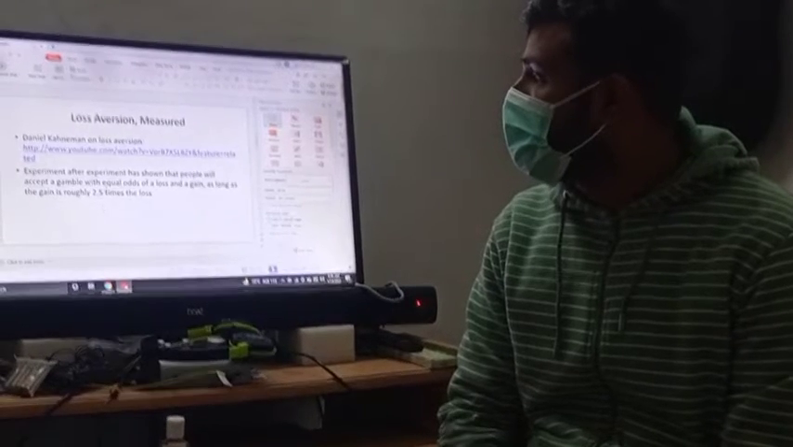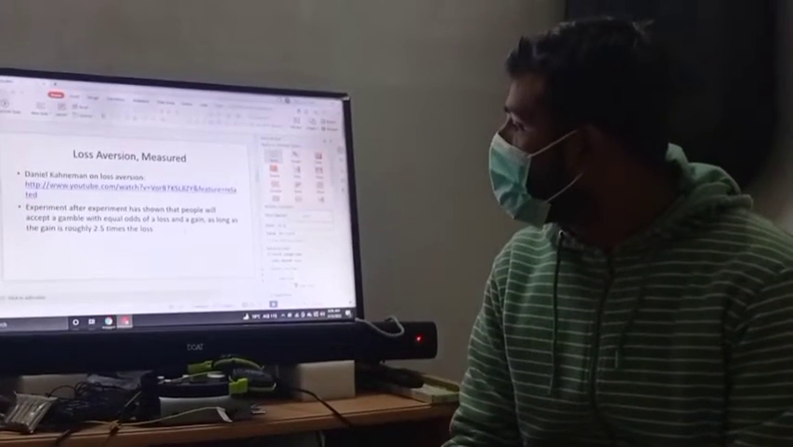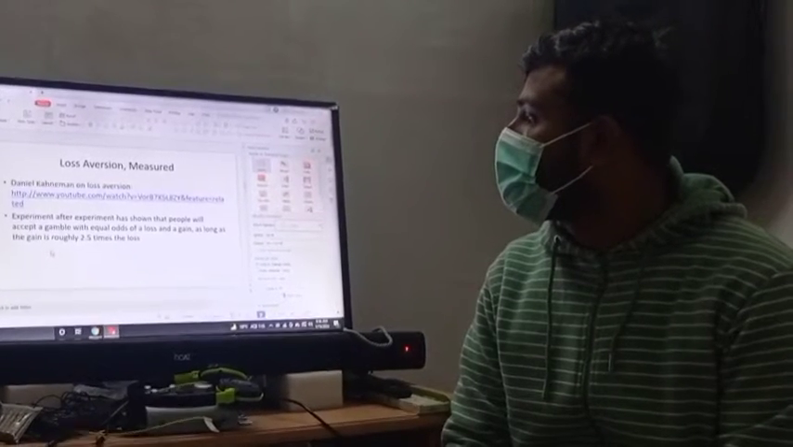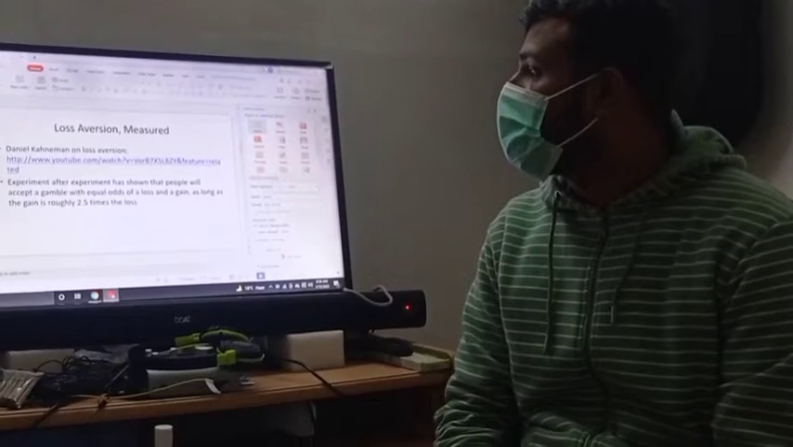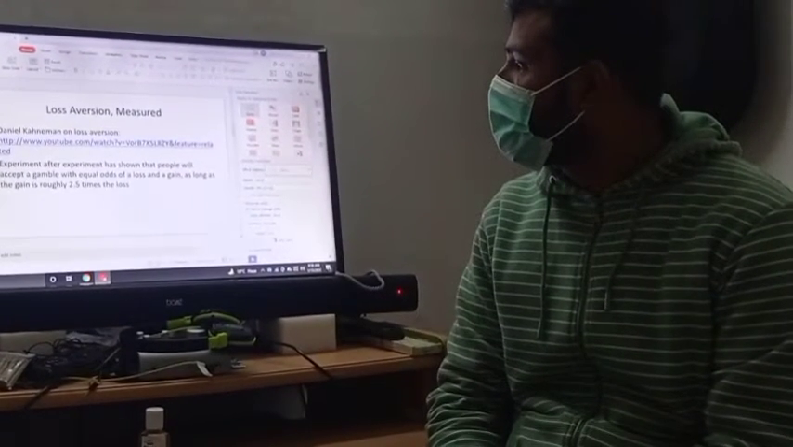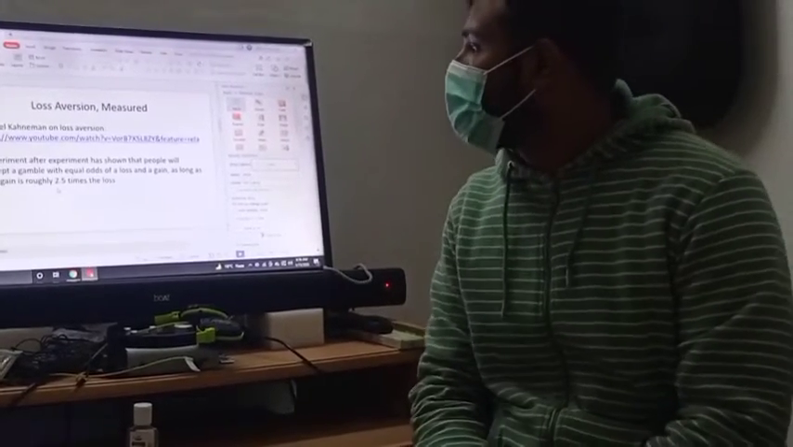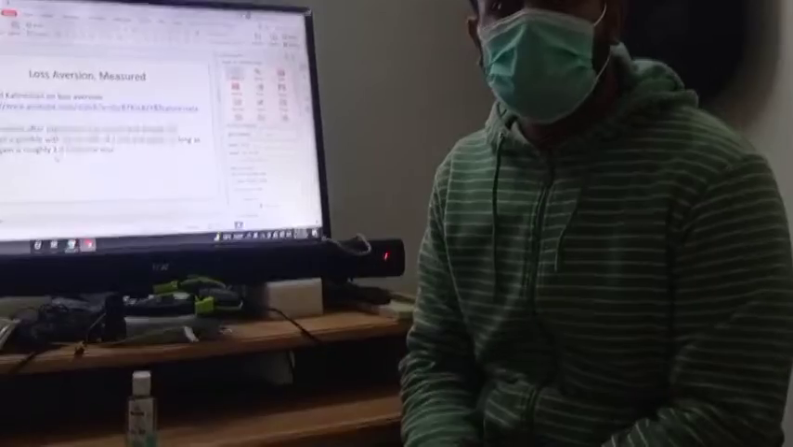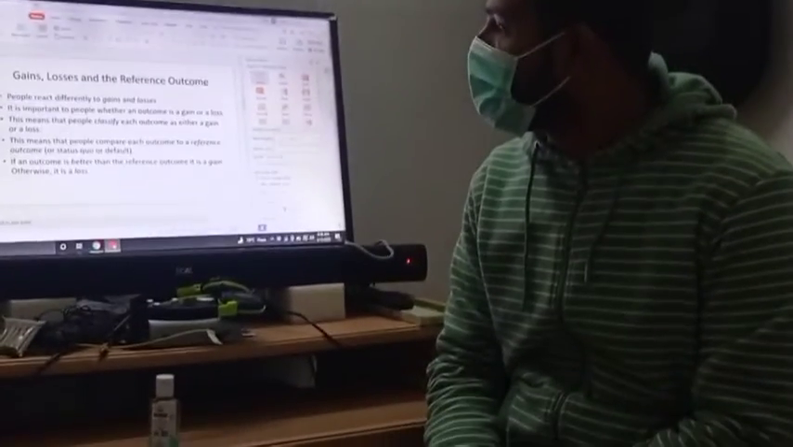Experiment after experiment has shown that people will accept a gamble with equal odds of a loss and a gain as long as the gain is roughly 2.5 times the loss. So this is a statistical deduction, which means that when the gain is 2.5 times the loss, that's when people are willing to gamble. They're willing to take the risk.